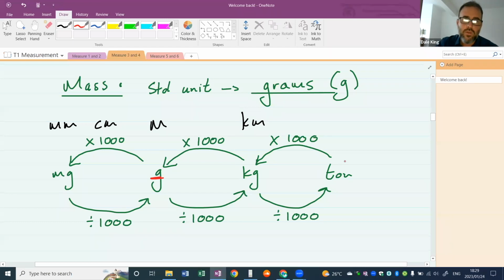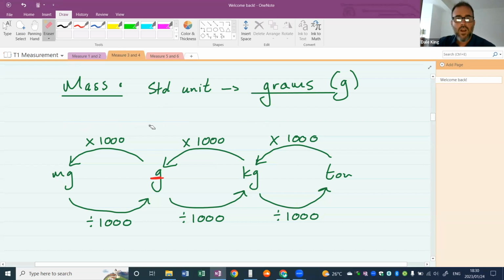Now, I'm sure you're wondering, what's this thing at the end here? Well, that's tons. 1,000 kilograms is 1 ton. We're talking about the weight of big cars now. Elephants and cars, big things, tons. So I've included the ton here in this scale for mass because it can sometimes come up in a question, so you do need to be familiar with it.